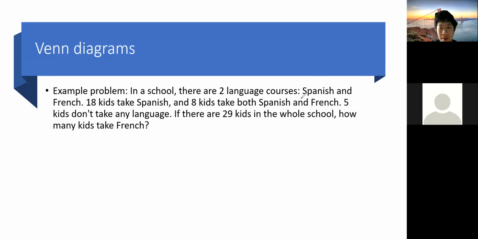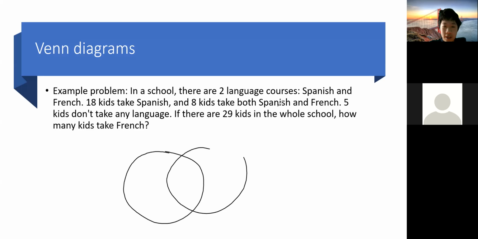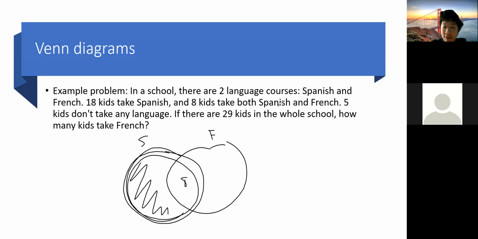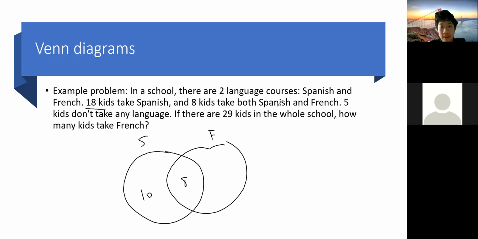We have 2 categories, Spanish and French, so we can make a Venn diagram out of that. We have one category here, which is Spanish, and another category here, which is French. 8 kids are taking both, so we know 8 goes in here. But the region over here is the number of students that only take Spanish. In total, the kids that take Spanish are this entire circle. So we know that the total is 18, so 18 minus 8, 10 kids take only Spanish.